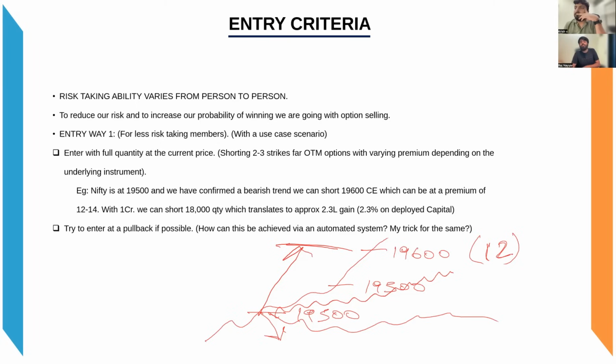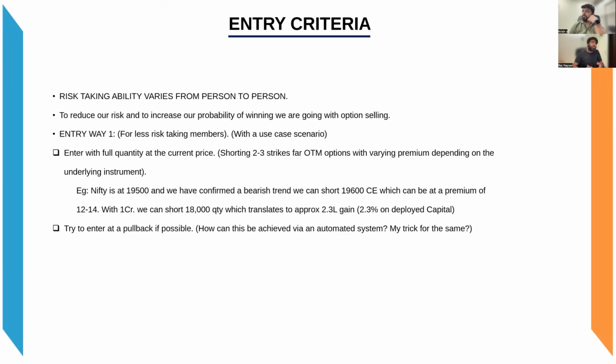Now what we can do is, even if at the end of the time the market just touches 600, we will be trailing our stop loss to less than that, which is the cost. So we will be locking in some of our profits as well. Let's see. If the market is at 19,500, we have confirmed our bearish trade with 1 crore of capital. We can short 18,000 quantity with proper hedges as well, and that will roughly translate to approximately 2.3% gain. That will be 2.3 lakhs of gain on 18,000 quantity.